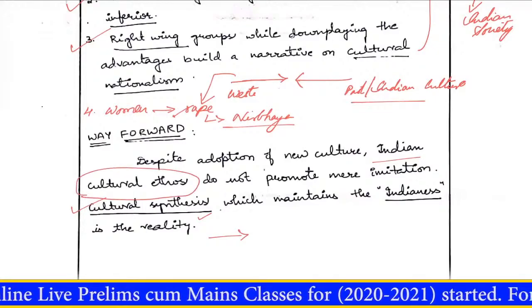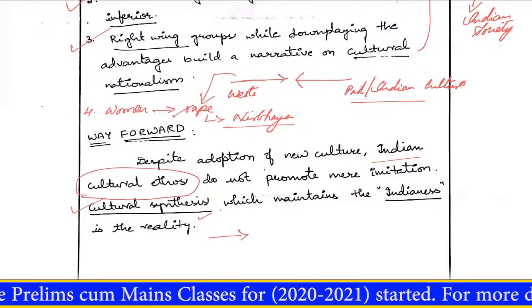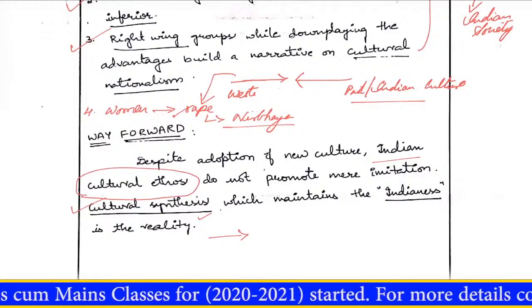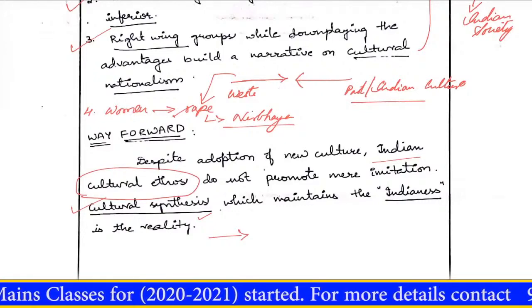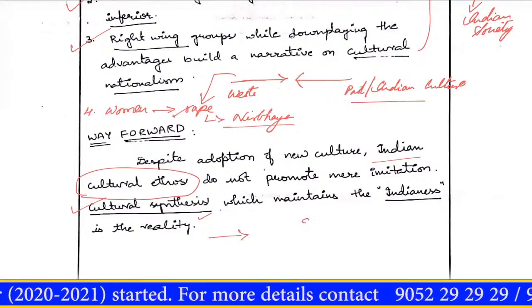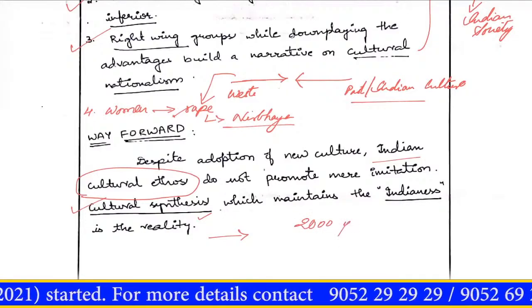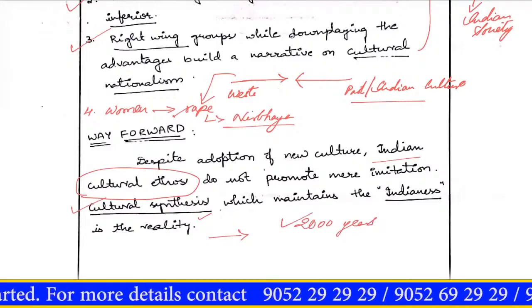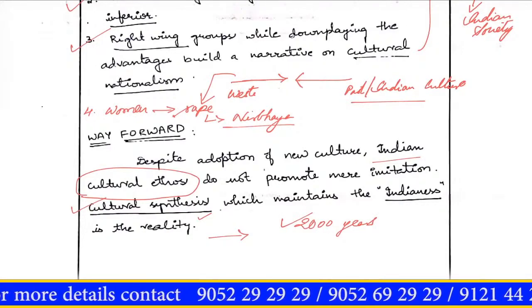So the diversity is still there, but yes, it may have reduced compared to the past, but the diversity is still there in Indian culture. This is because the Indian civilization has a long history of 2000 years. Please, this is very important. Our culture has a history of 2000 years.